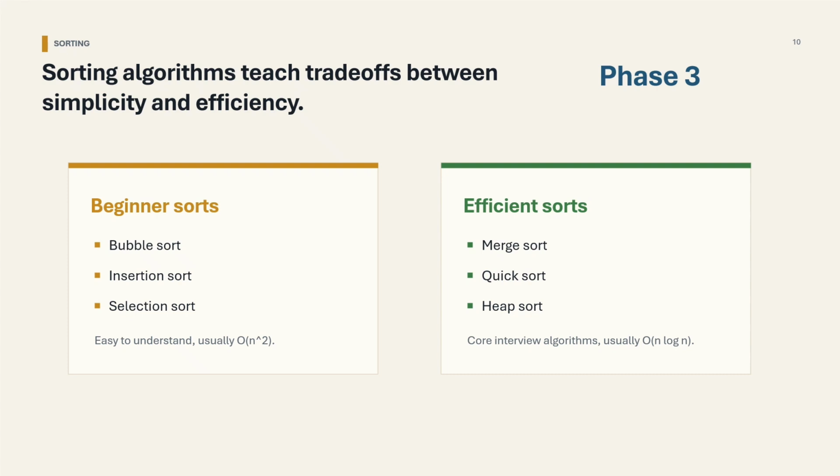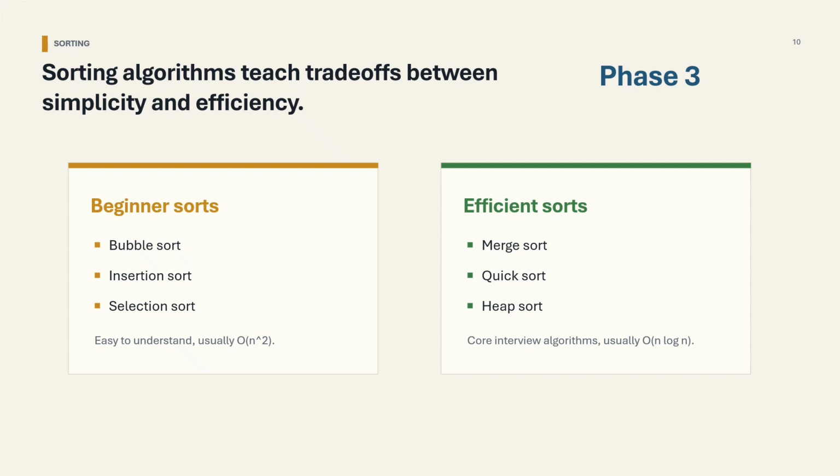After learning basic data structures and complexity, move to basic algorithms. The two most important categories here are sorting and searching. Sorting means arranging data in a specific order, usually ascending or descending. Start with simple sorting algorithms. Bubble sort compares adjacent elements and swaps them if they are in the wrong order. It is easy to understand but not efficient for large data.